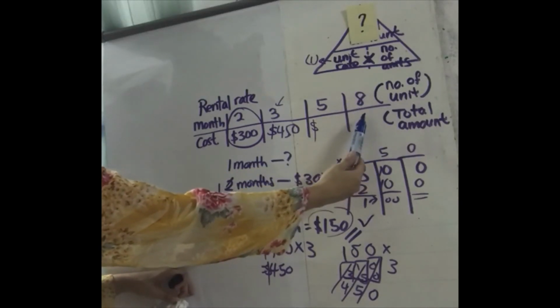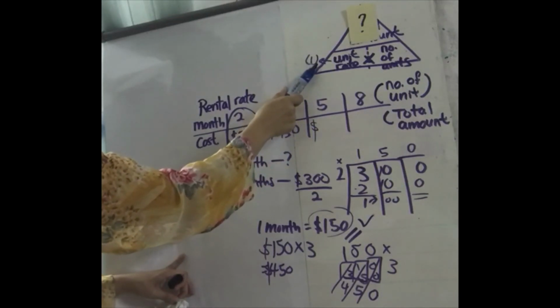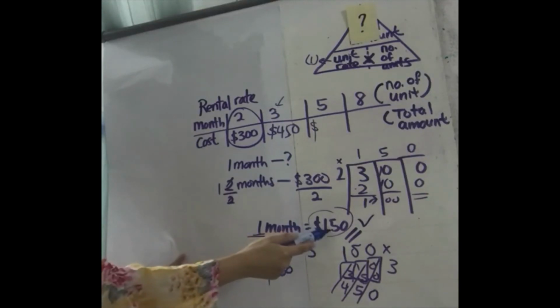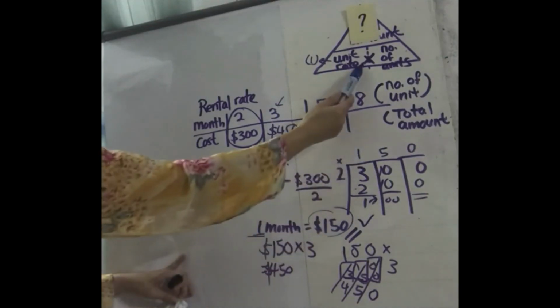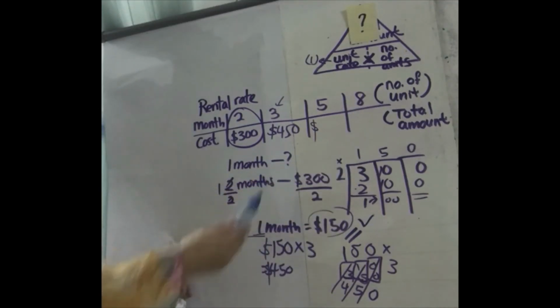Next, when you want to find 8 months, if you rent for 8 months, what is the total amount that you have to pay? Again, to find the total amount, you need to find the 1 unit. How much is 1 unit? 1 unit is 150. 150 times the number. What's the number? 8. So the teacher wants you to do this on your own.